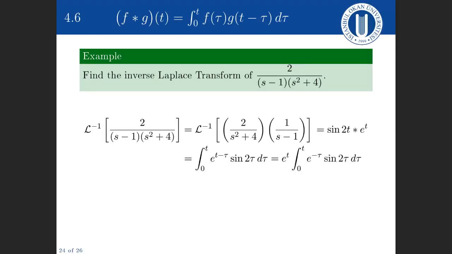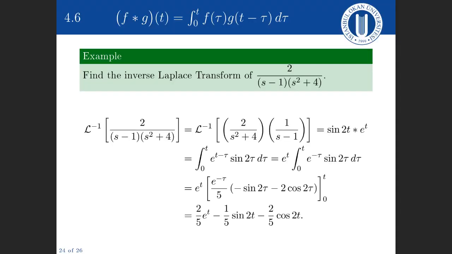We can simplify it a little bit. e to the power t is a constant with respect to tau, so that can come outside the integral. We have an integration by parts integral. And I'll just tell you an antiderivative is e to the power minus tau over 5 times (minus sin 2 tau minus 2 cos 2 tau). Evaluate this at t and at 0, and we get our answer.